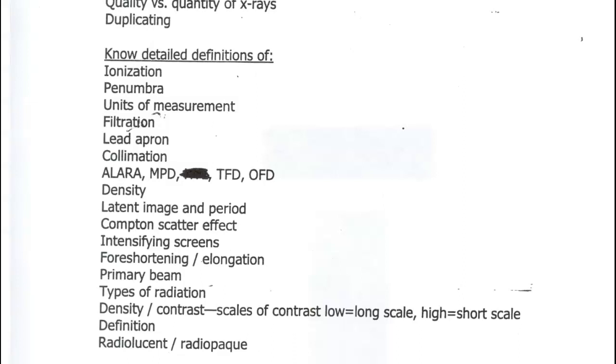We talked about density a little earlier when we were talking about MA and KVP. Both of those do affect density. And remember, density is the overall blackness of an image. So if something is too dense, it's too dark. If it's not dense enough, it's too light.